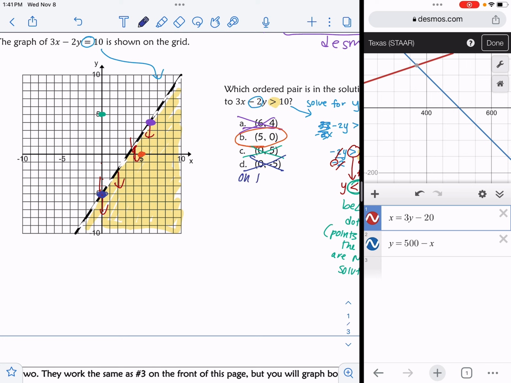So on the line. And then same with the purple. It's on a dotted line. Can't be on a dotted line.